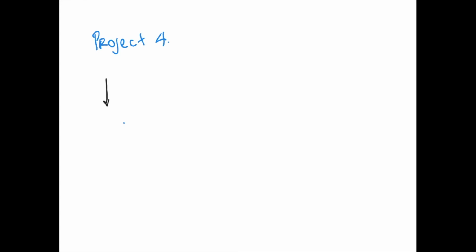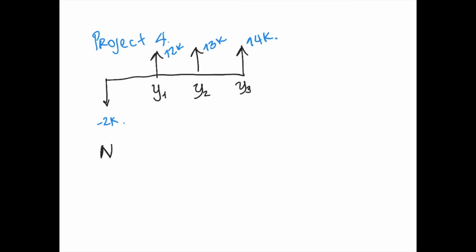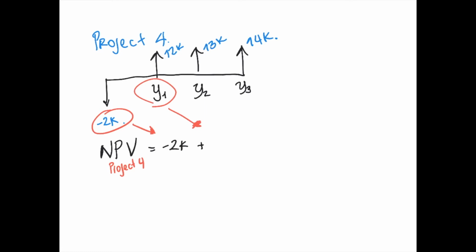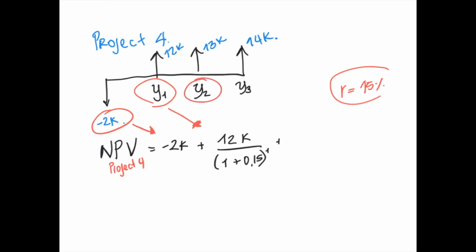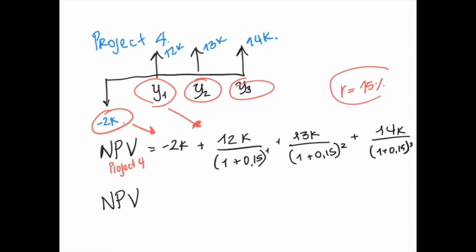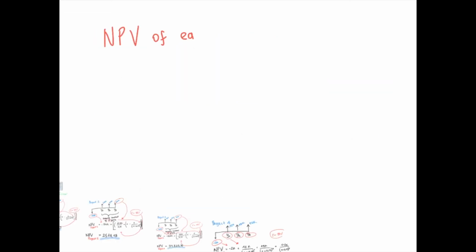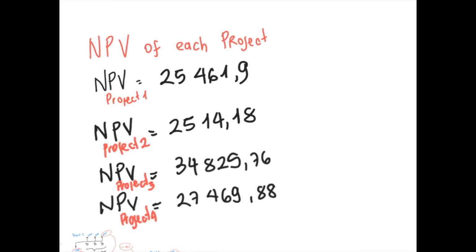Now let's take a look at project 4. Project 4 requires an initial investment of $2,000 and it yields $12,000, $13,000, and $14,000 in the following 3 years. The net present value of project 4 is equal to the initial investment, minus $2,000, plus each of the cash flows for year 1, year 2, and year 3 discounted by the rate of 15%. The net present value of project 4 is equal to $27,469.88. Now, Alessia and Aisha can compare the net present value of the 4 projects. Following this approach, they can see that project 3 is the most profitable.